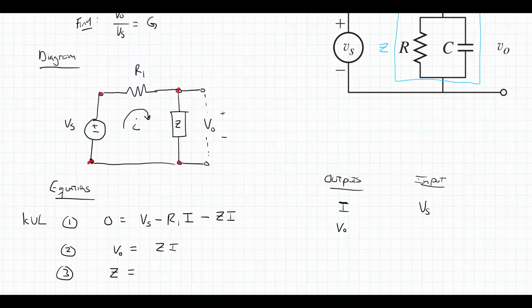Z is two elements in parallel, so it's going to be the harmonic average of the two, which is 1 over the sum of the reciprocals of the impedances. So I can write that as 1 over, the impedance of the resistor is going to be R, so 1 over R is the reciprocal of it, plus the impedance of the capacitor is going to be 1 over C times S. Therefore, its reciprocal is just C times S.